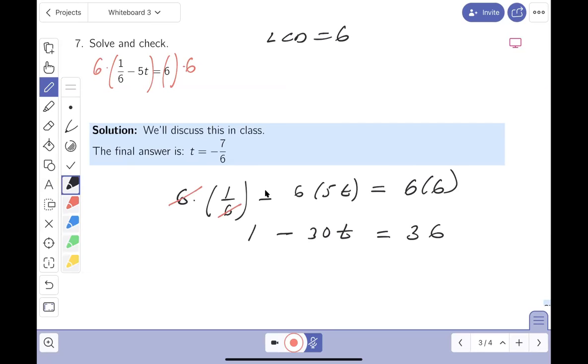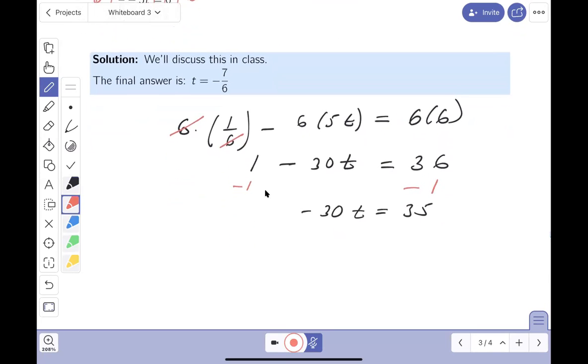All right, now what am I going to do? Well, I want to get the variable term on one side and the constant term on the other. So I'm going to subtract 1 from both sides. And what do you get? You get minus 30t equals 35. Then what are you going to do? Well, you're going to divide both sides by the variable's numerical coefficient. The variable in this problem is t. And what would you get there?